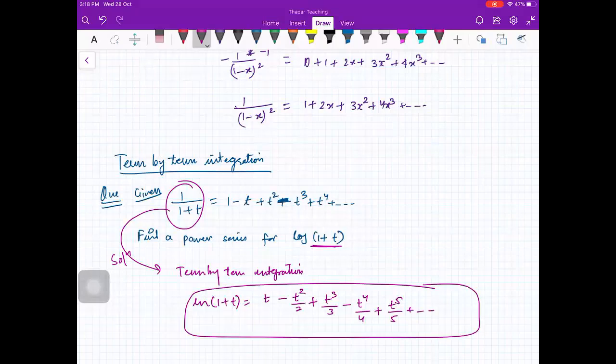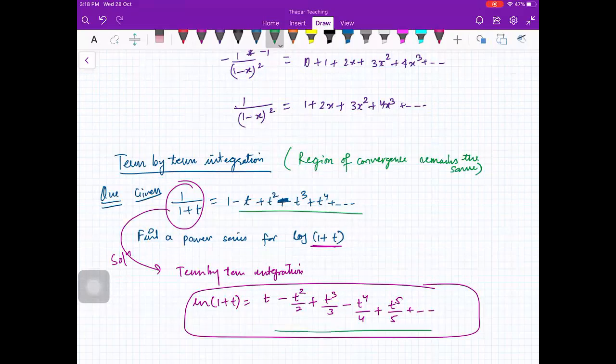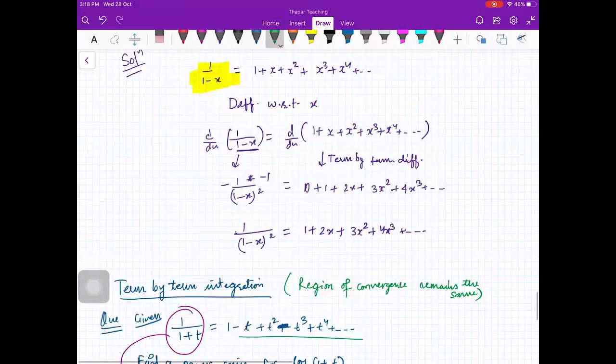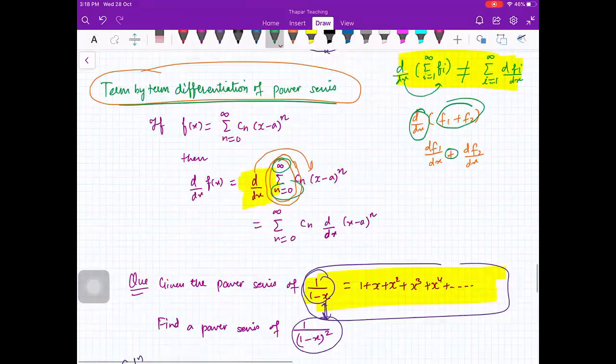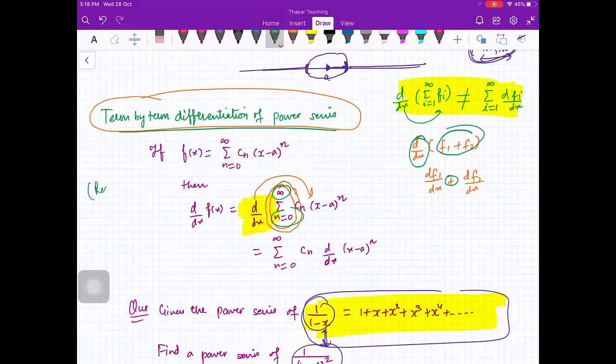Okay. So actually term by term integration also ensures that the region of convergence remains the same. Whatever is the region of convergence of the original series, that will be the same for the region of convergence of the next series. And in term by term differentiation also, the region of convergence remains the same.